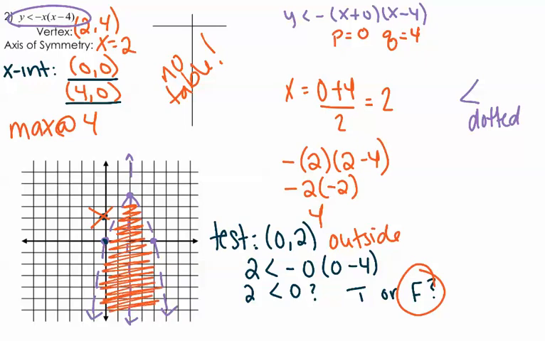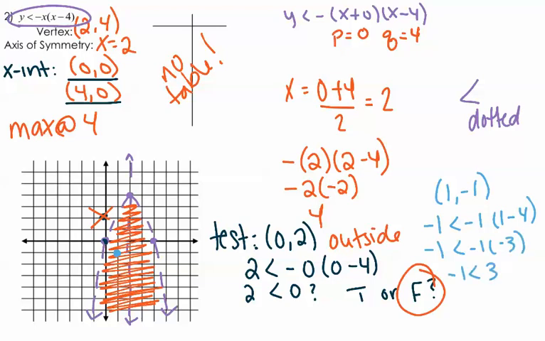Okay, you could have tested a point inside the graph. Let me show you that for an example. If we tested the point 1, -1, right here, that's inside the parabola. So if I wanted to test 1, -1, that means I'm going to take -1 and plug it in for y, less than -1 times 1 minus 4. So it's -1 less than +3. You can see that this is a true statement, and this point right here is inside of the parabola. So it depends on which point you pick, and then just deciding if it's true or false where you're going to shade.